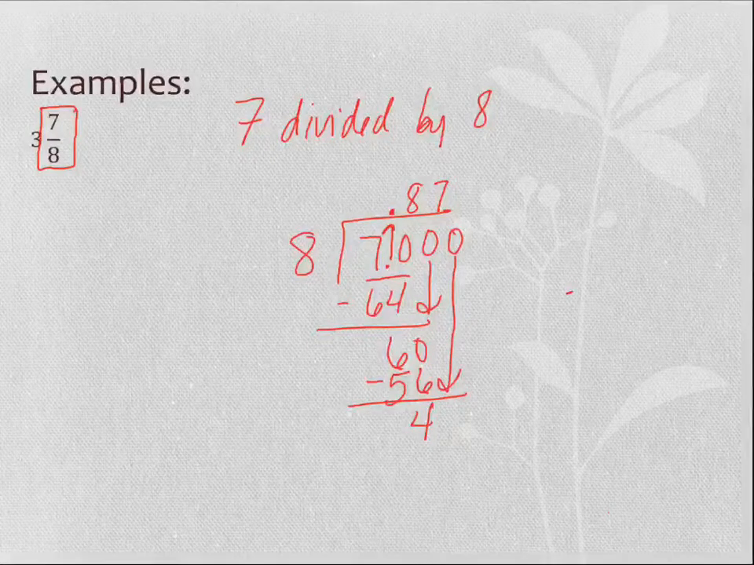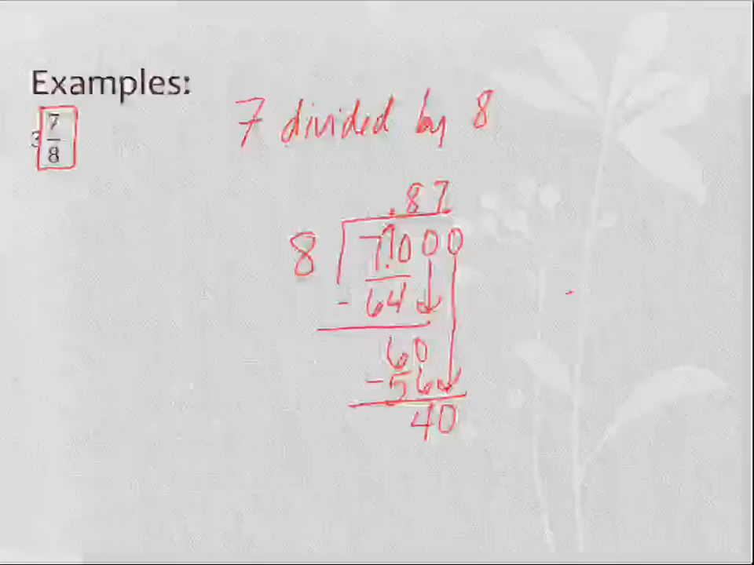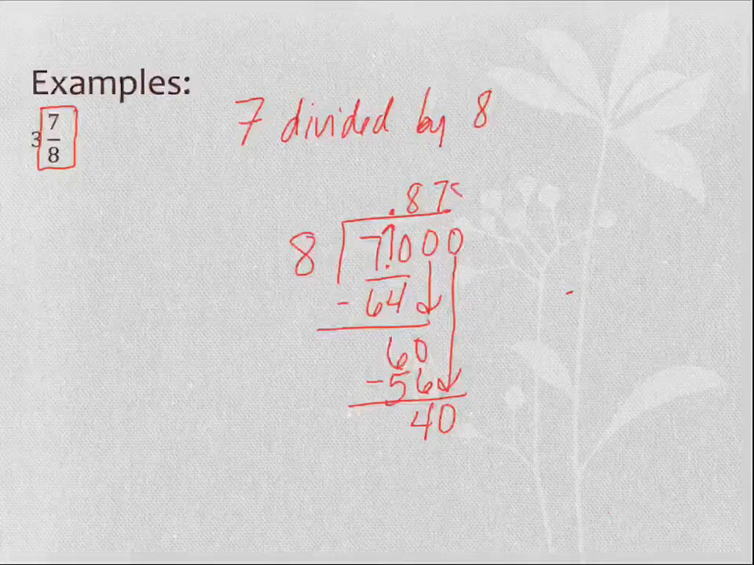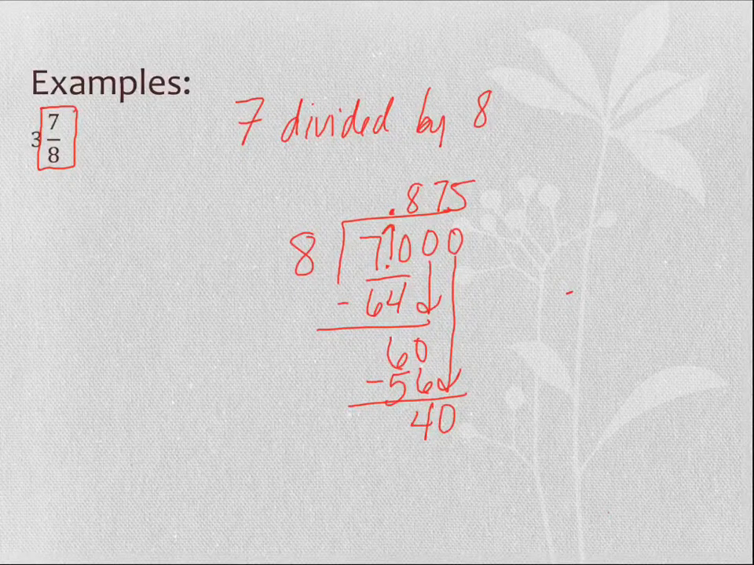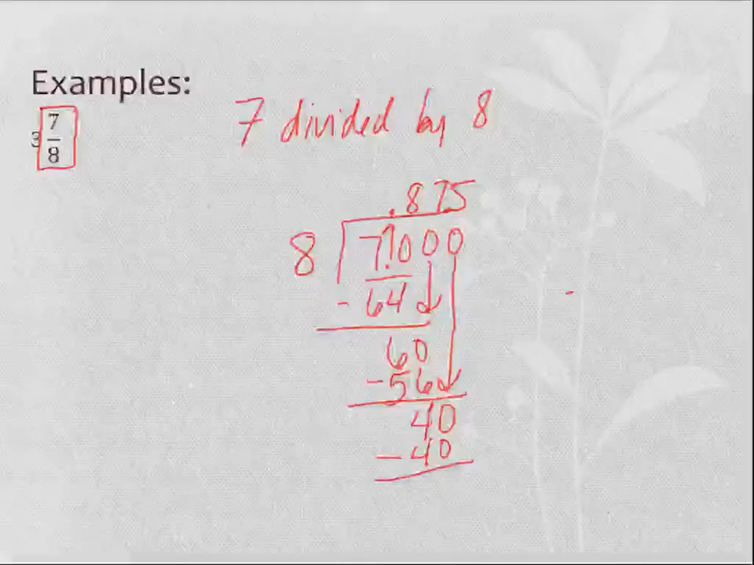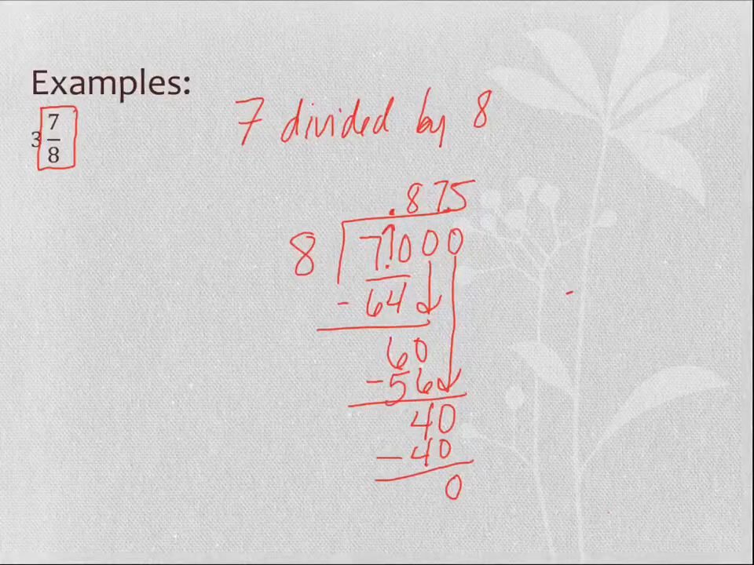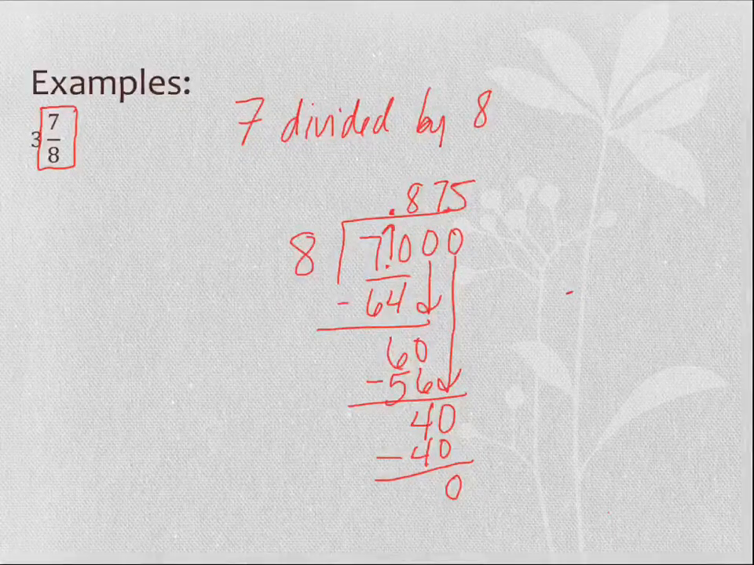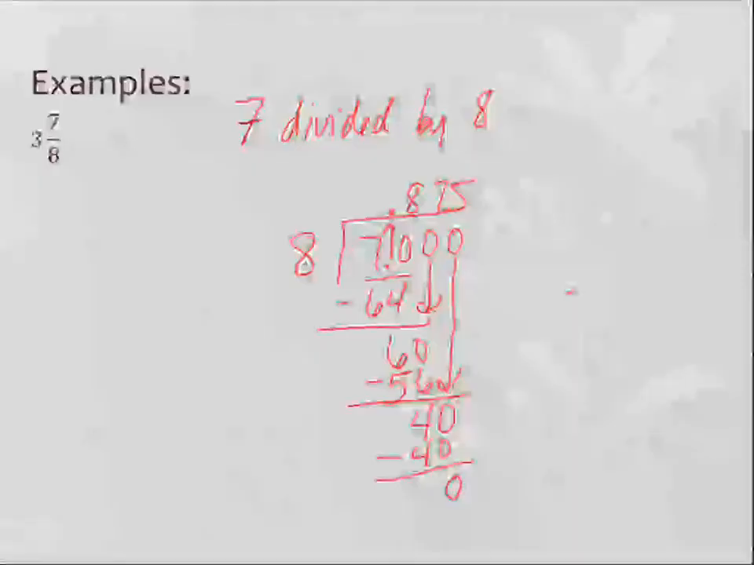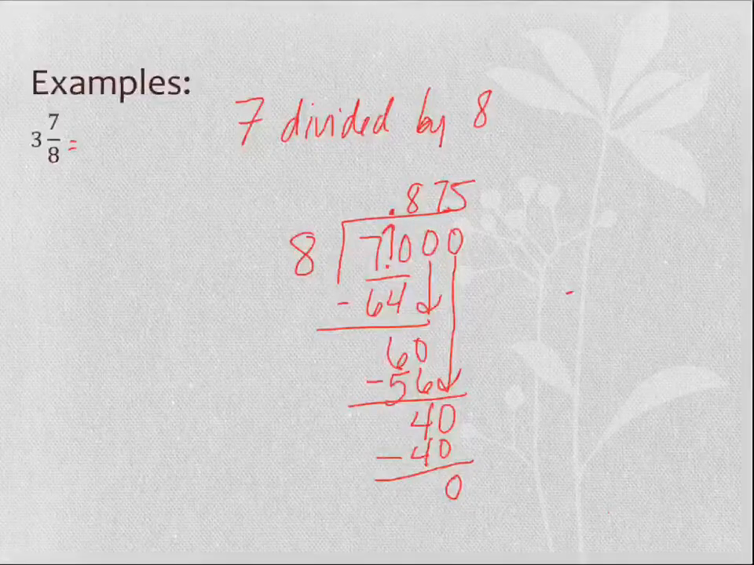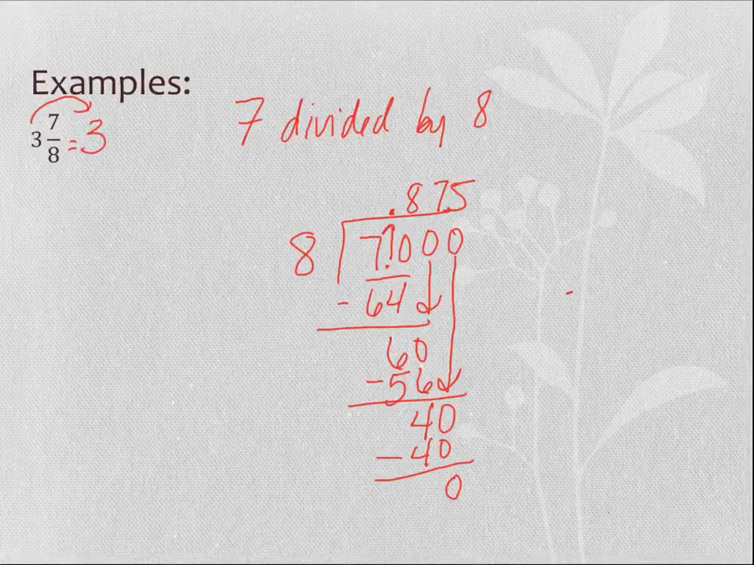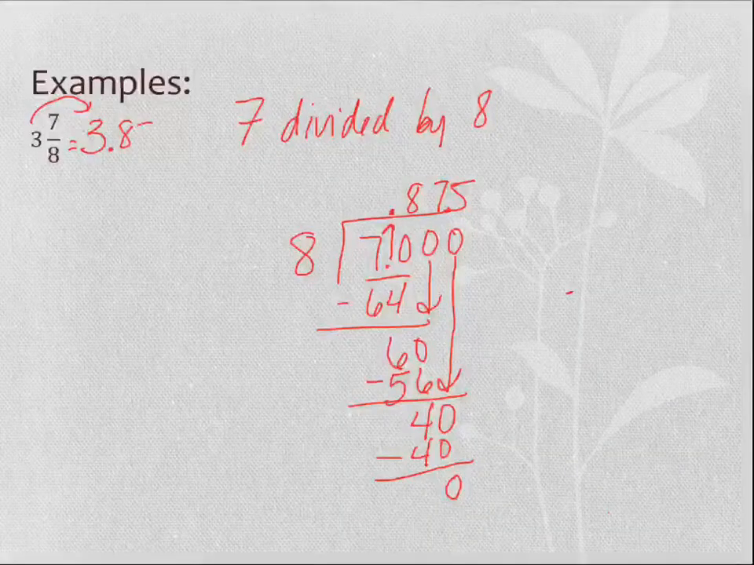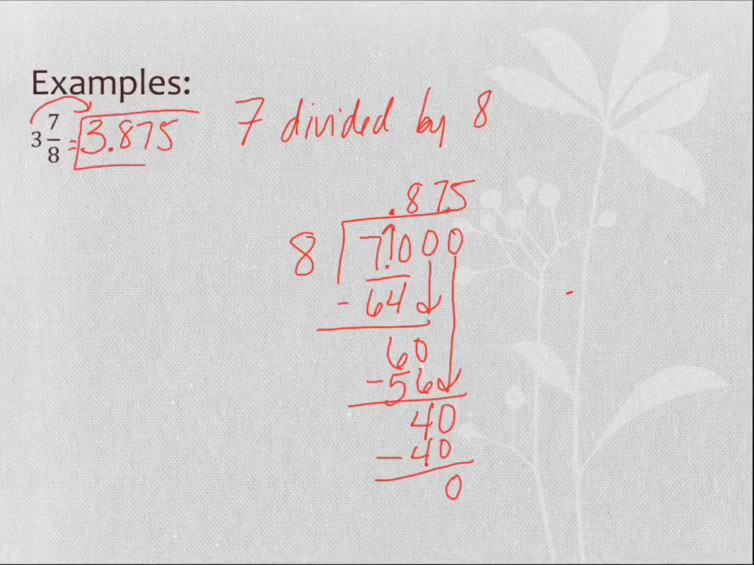Add another 0 and bring it down. I don't want a remainder, so I'm going to keep going. 40 divided by 8 is 5. 5 times 8 is 40. Subtract and we're left with 0. So the fraction part of 3 7/8 is the same as 0.875. My whole number, I simply need to bring over and put in front of my decimal point. And then I have 875 behind it.